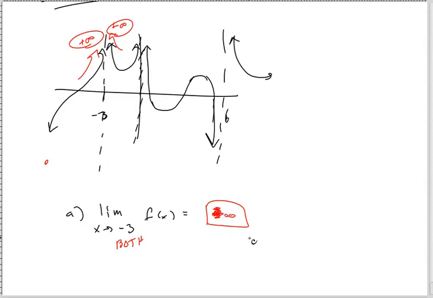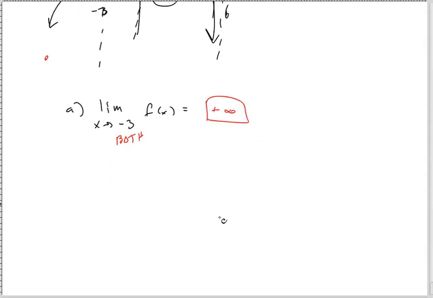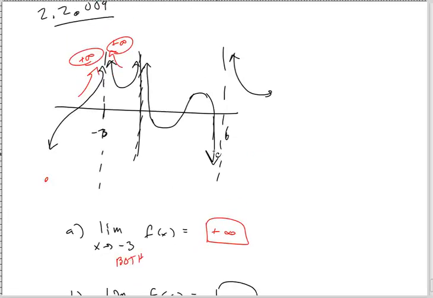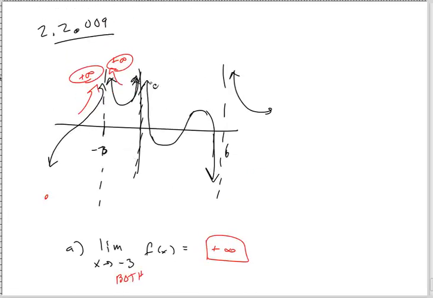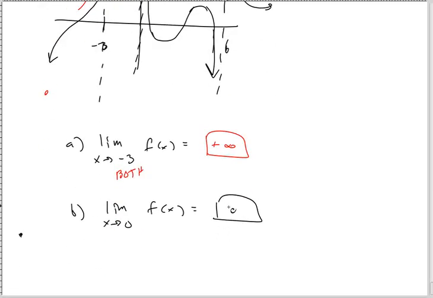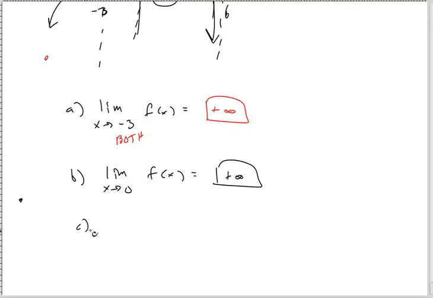I'm just trying to denote it or differentiate it from a negative infinity, which we might have in a few seconds. They say find the limit as x goes to 0 of f of x. So I'm looking at 0. 0's right here. Notice that we're going up. They're both going up. Positive infinity. Yet again.